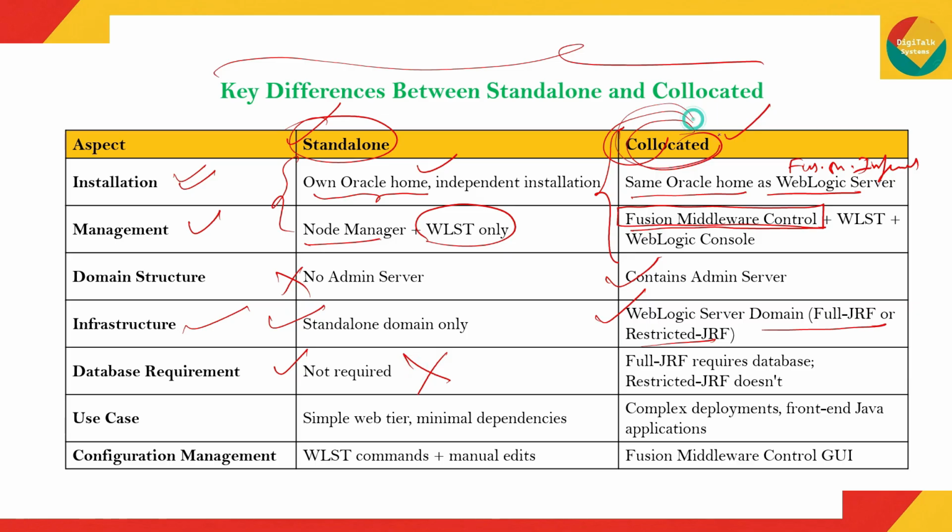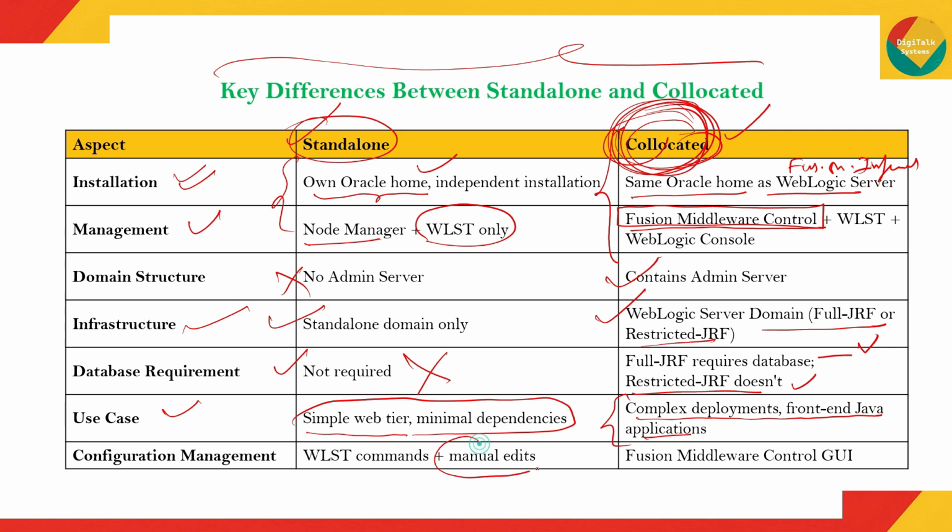If you configure FMW OHS in co-located mode with full JRF, a database is required. But if you install in co-located mode with restricted JRF, then a database is not required. Use case: a simple web tier with minimal dependencies is standalone, and co-located is used for complex deployments where you need to front end the OHS to host Java-based or middleware applications.